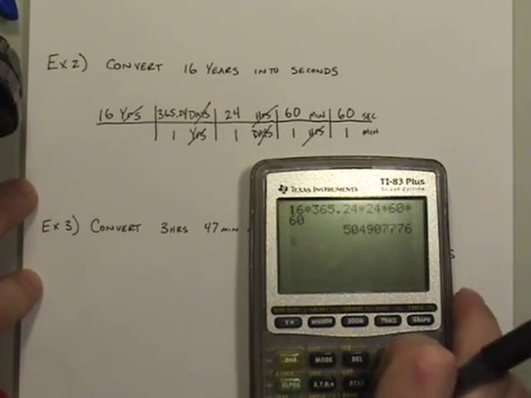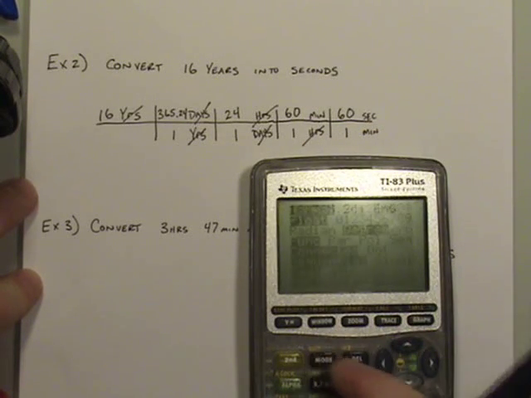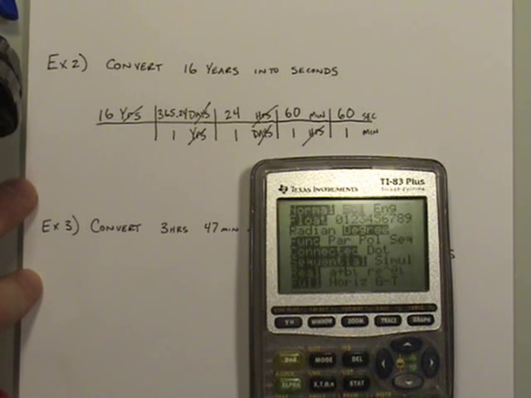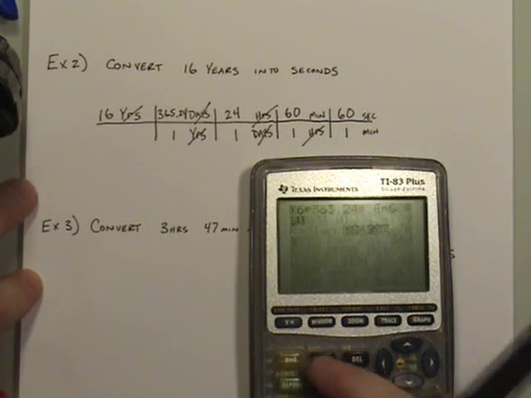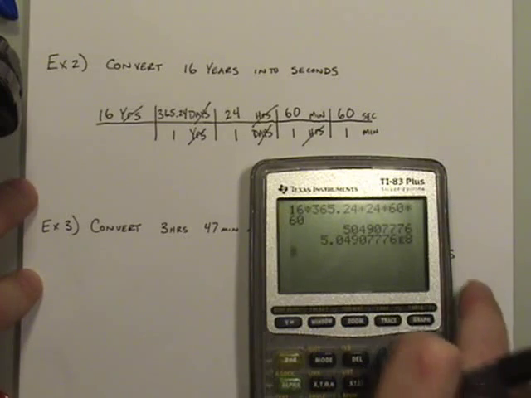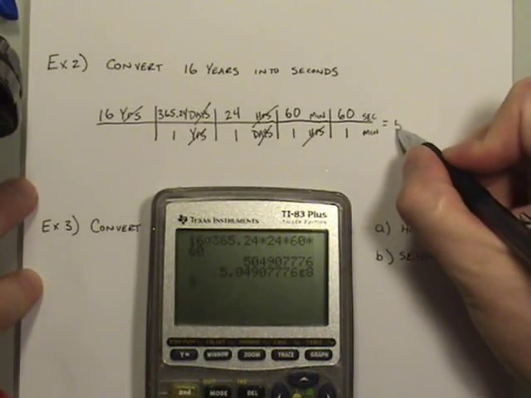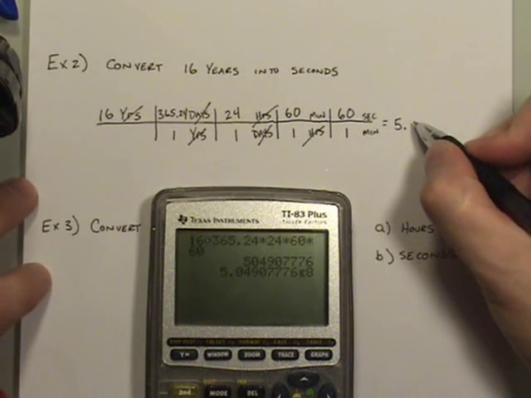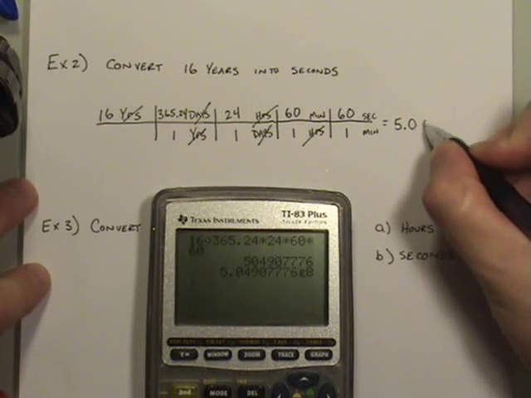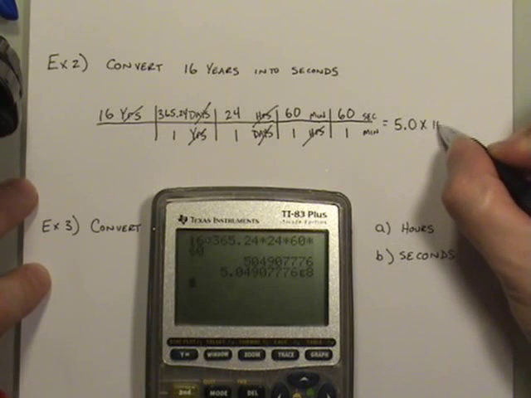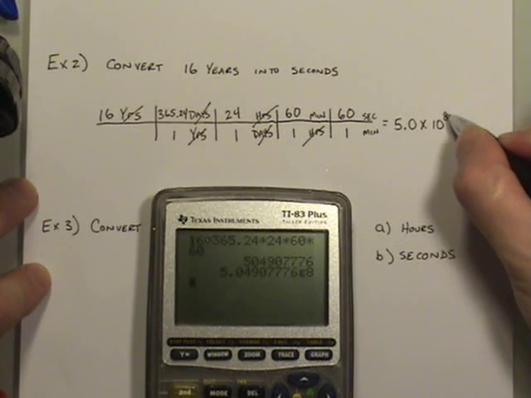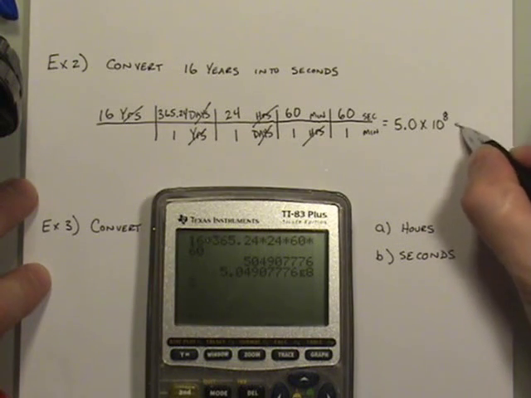And we hit enter. This is not putting it in scientific notation, so let's go ahead and switch it. And so we end up with 5.0 times 10 to the 8th seconds.